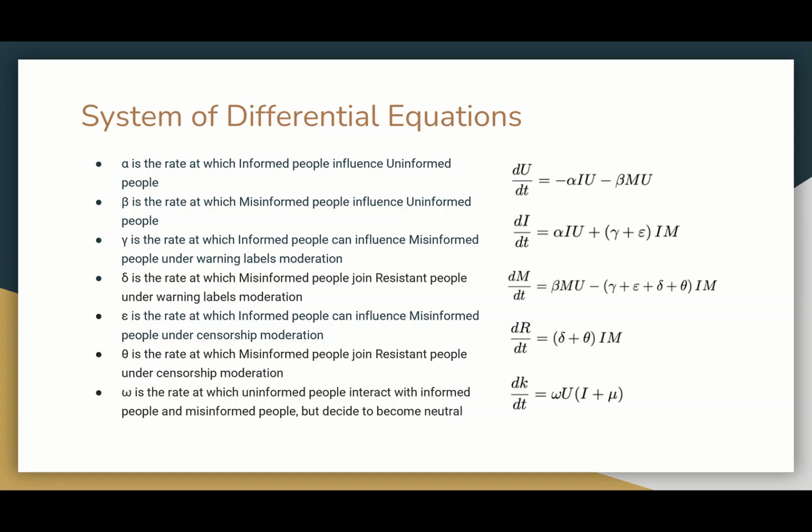Likewise, for censorship, we have the same thing going on, where eta is the rate at which informed people can influence misinformed people with censorship, and theta is the rate at which misinformed people join the resistant group because of censorship. We also thought that there should be a rate at which uninformed people interacting with the informed and misinformed groups decide to become neutral. We figured that the rate would be the same for each group, and it would be multiplied by U, and it should be I plus M. I mistyped that.